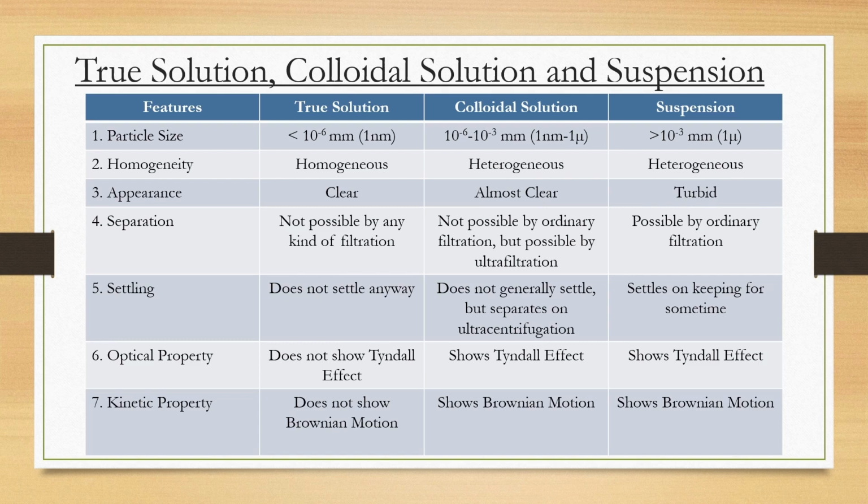Now, the third one is suspension. Suspension is nothing but a kind of colloidal solution, but it's different according to its particle size. Its particle size is greater than 1 micron. Rest of the properties are almost similar to colloidal solutions, but the main difference is its appearance. The appearance of suspension is turbid.